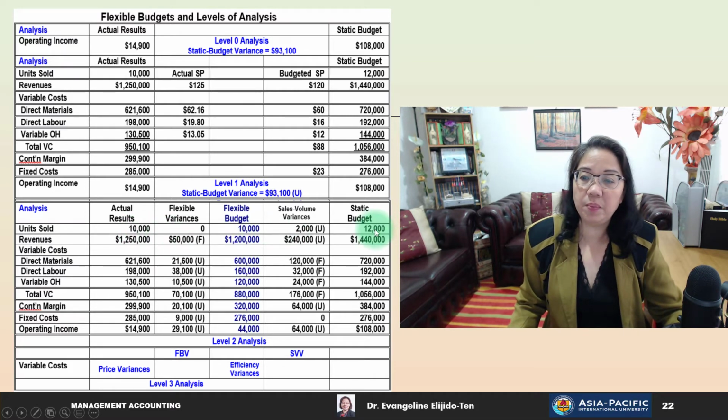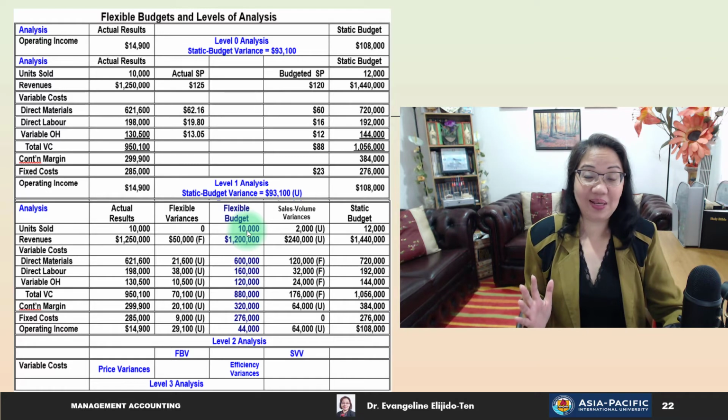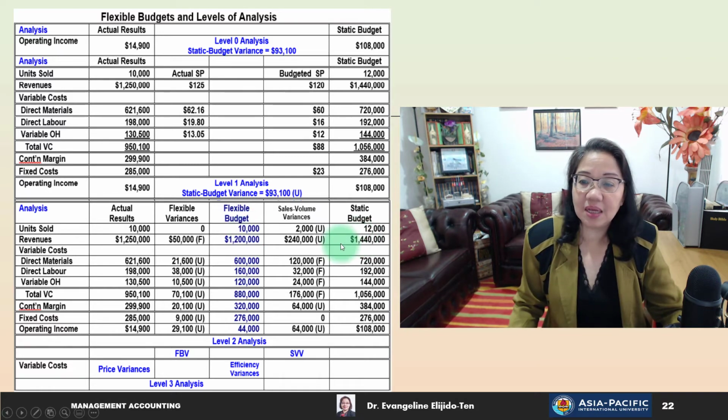So even though we have budgeted at 12,000 units, the actual units sold is 10,000. So our flexible budget will be based on 10,000 units at the budgeted price. All right? First, let us calculate what is the budgeted selling price. I've already shown it here actually. So when you divide 1,440,000 by the budgeted volume of 12,000, your budgeted selling price is $120.